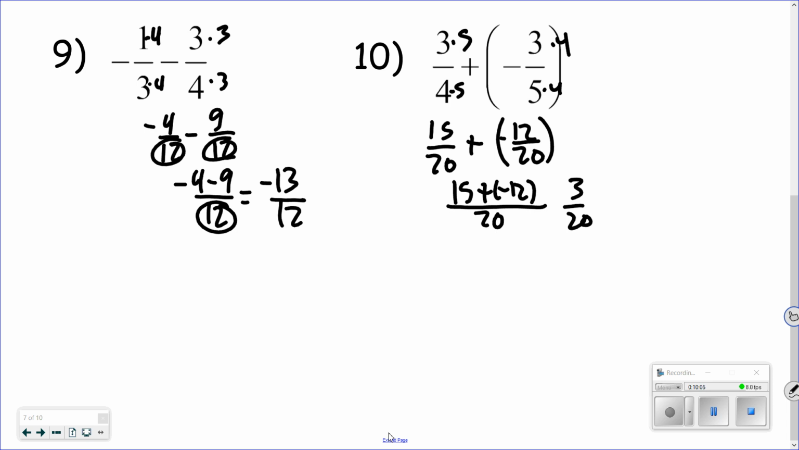So I got 15 over 20 plus negative 12 over 20. Okay, keep the 20 the same. You add the top: 15 plus negative 12 adds up to be 3, so 3/20ths.